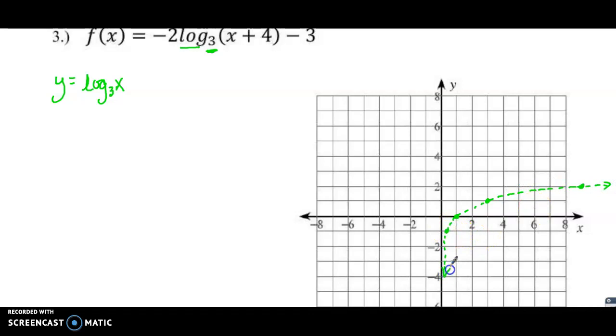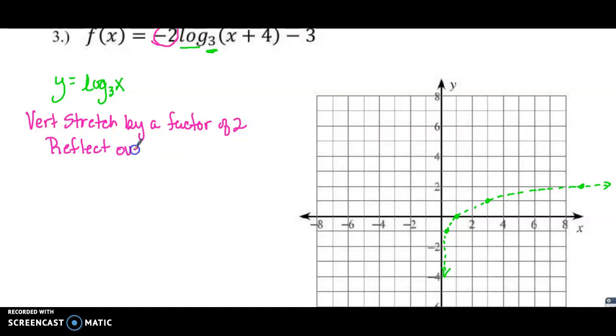All right. So for my changing, if we have a number in front, which we do, we have this -2. That's going to be our vertical stretch by a factor of 2, and we're going to reflect over the x-axis. All right, so vertical stretch. If you're on the x-axis, it doesn't go anywhere. It's going to stay there.